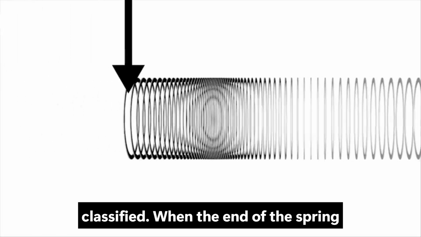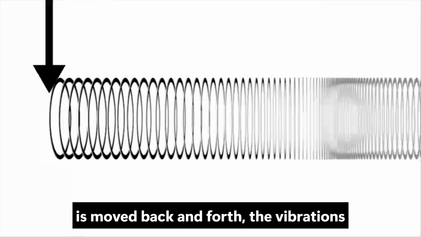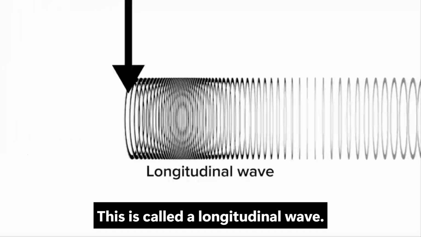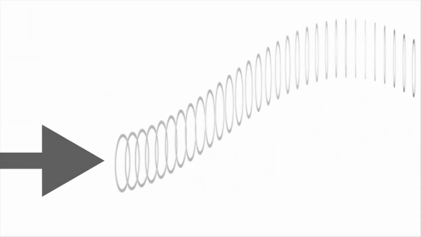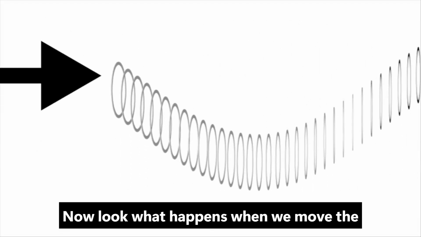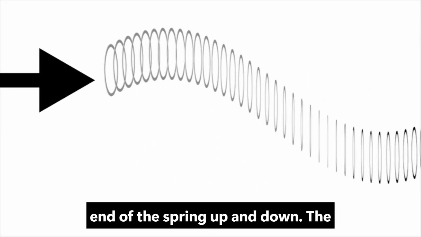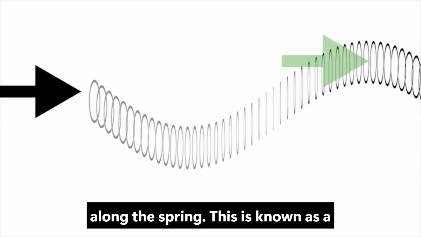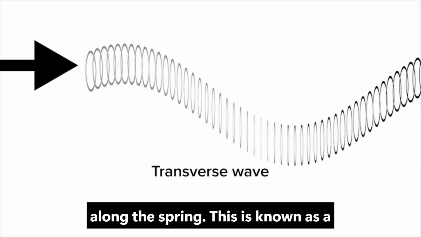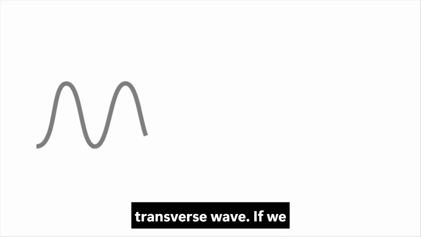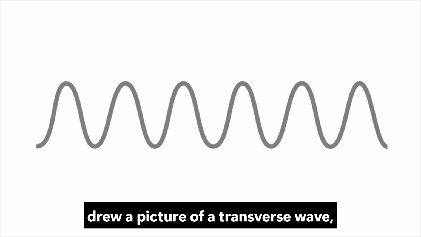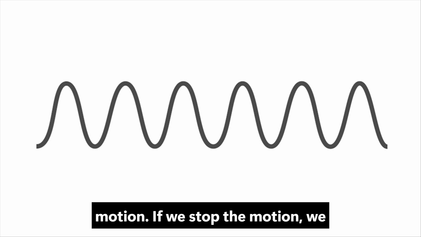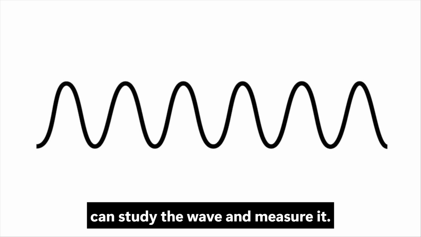When the end of the spring is moved back and forth, the vibrations move left and right along the spring. This is called a longitudinal wave. Now look what happens when we move the end of the spring up and down. The vibrations go up and down as they travel along the spring. This is known as a transverse wave. If we drew a picture of a transverse wave, it would look like the spring in motion. If we stop the motion, we can study the wave and measure it.